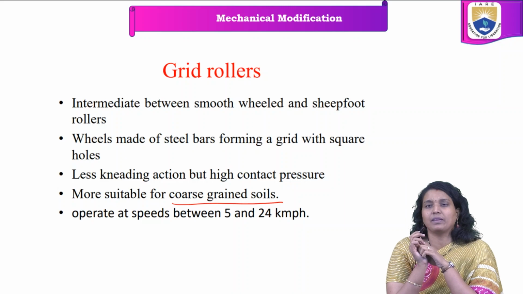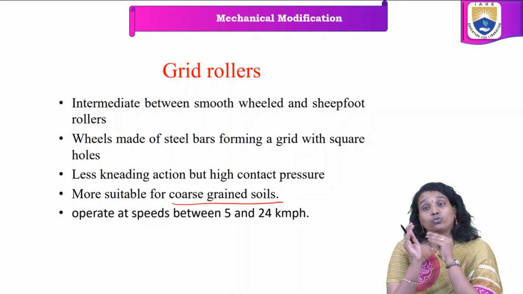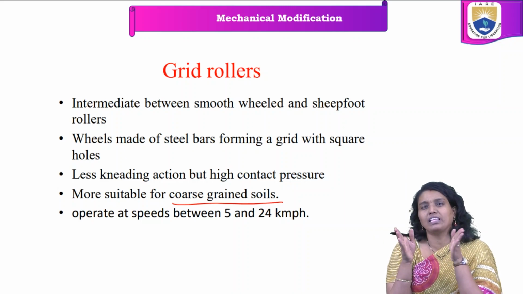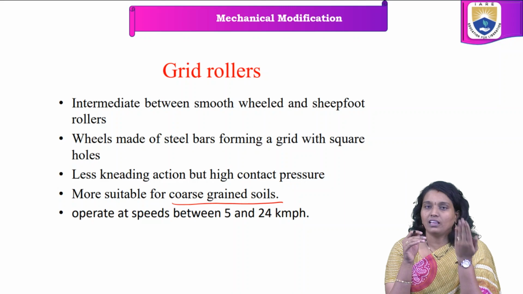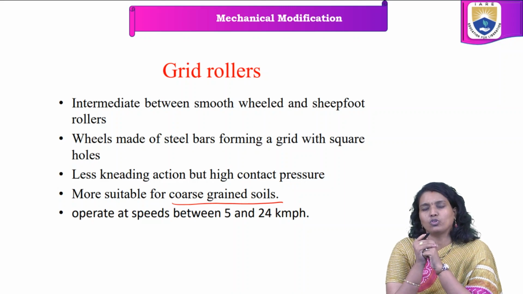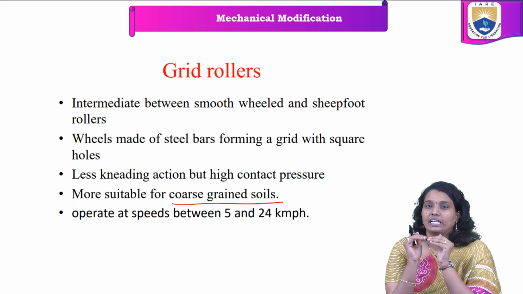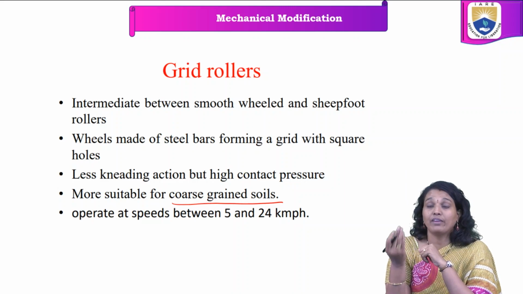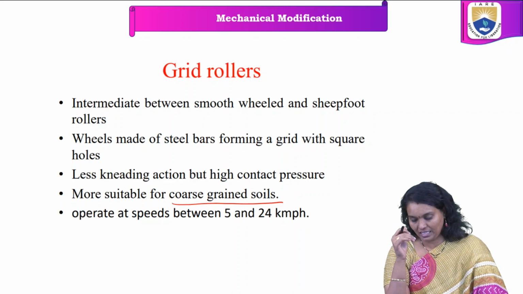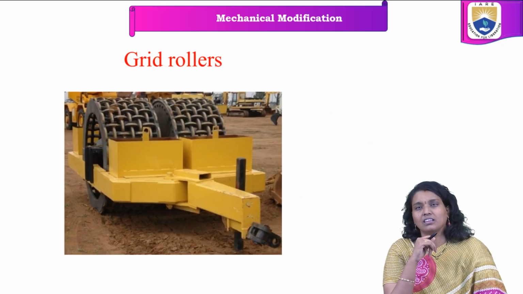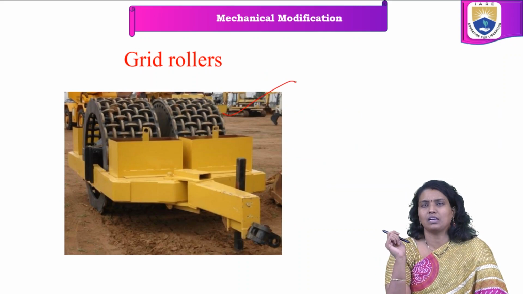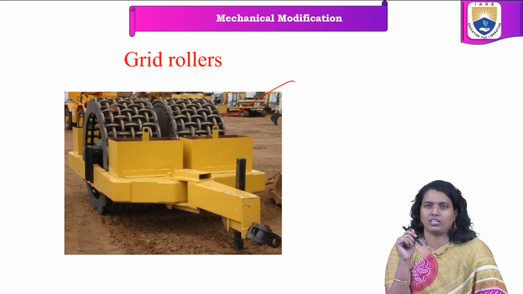Operating speeds are between 5 to 24. It depends. The speed differs, and which speed is suitable, how much speed is required, is decided by the material to be compacted. So where we are going to compact decides the speed. So these are the grid rollers. This is an example figure which helps us understand the grid rollers.